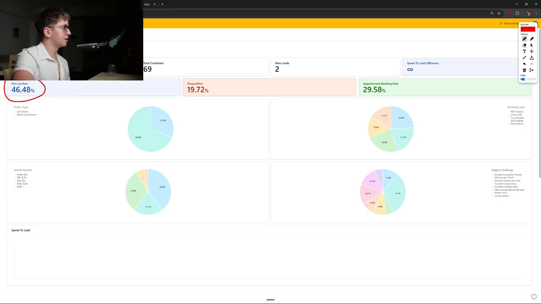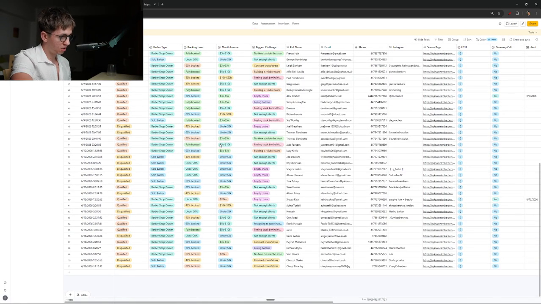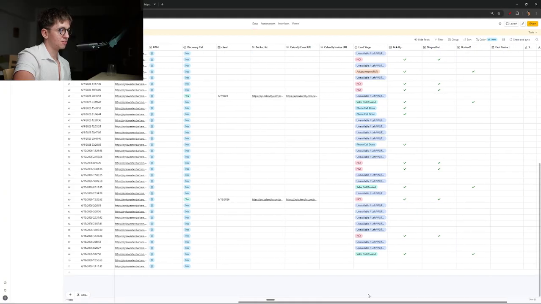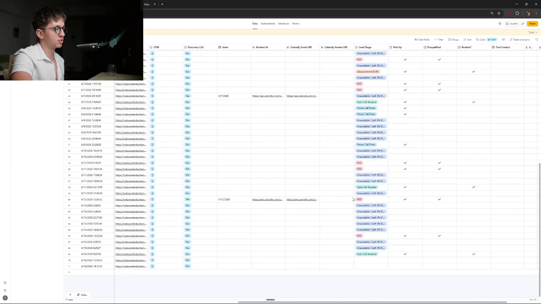Well, the pickup rate can be solved very easily with the speed to lead, especially lately with our newest leads. I can show you the data. The offer owner wasn't available, couldn't call up the leads, and a lot of them did not respond, like unavailable, and others are like not solved and unavailable.